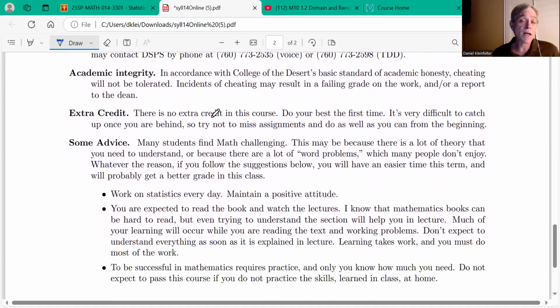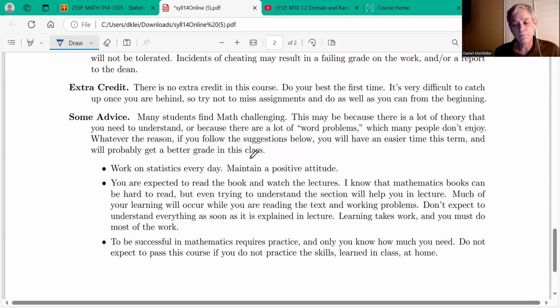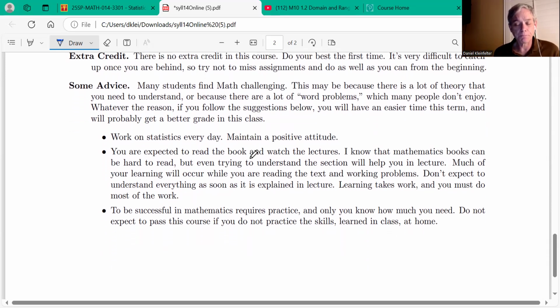As I'd mentioned, there's no extra credit here. You're best off doing your best the first time. It's hard to catch up once you're behind. In this class, as is true with a lot of math classes, a lot of it is sequential. If you didn't understand chapter 2, chapter 3 is going to be a little hard. There are some more dependencies. For example, if you don't understand chapter 6, you're going to be lost for the rest of the semester. Try not to get behind. Try to do as well as you can from the beginning.